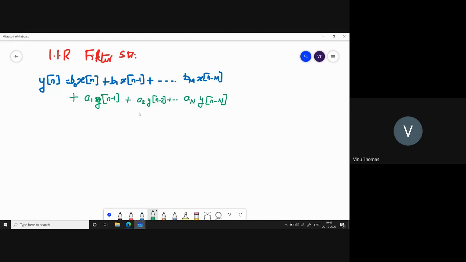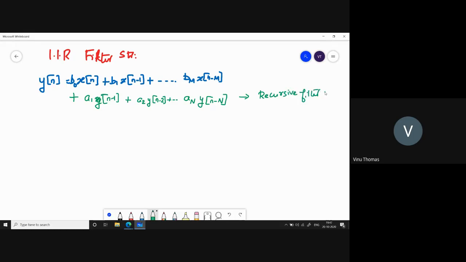You have some sort of a feedback here because the output depends on the previous output samples also. So there is definitely a feedback from the output side, so that the output can depend on the previous output samples as well. So this filter is a recursive filter. So you call this a recursive filter.